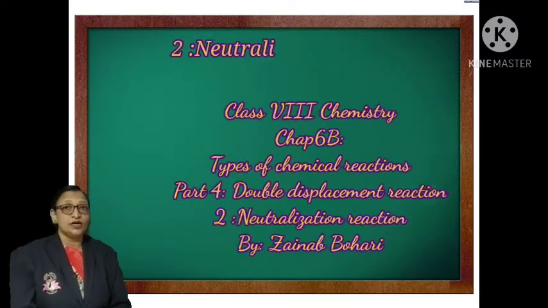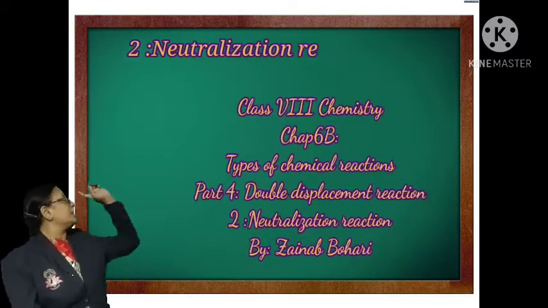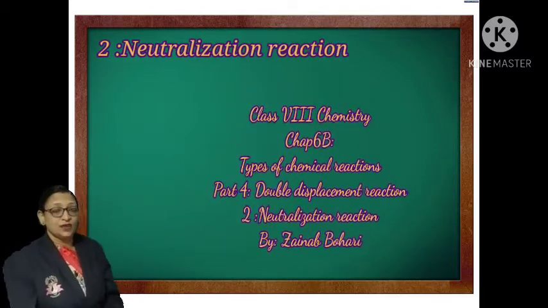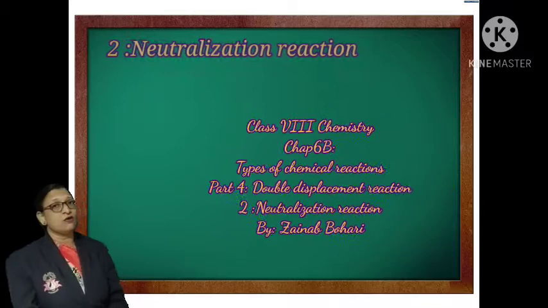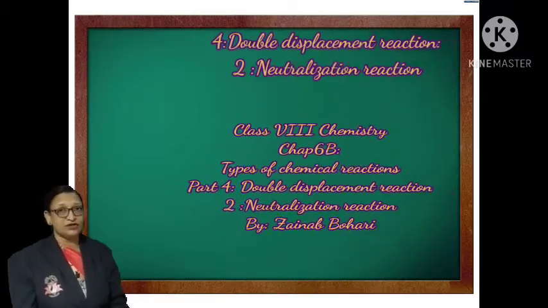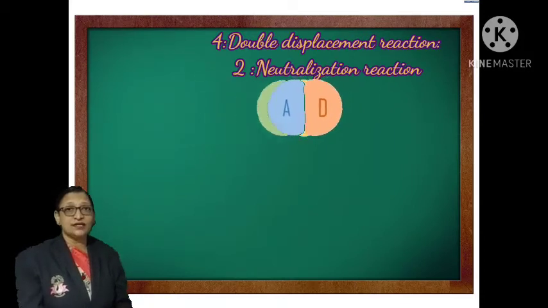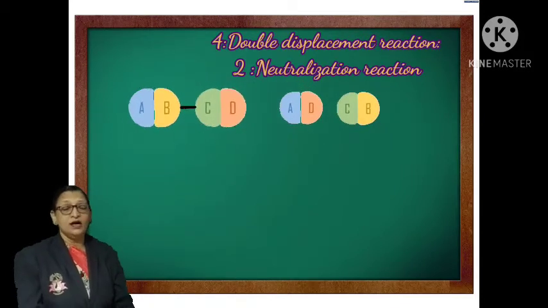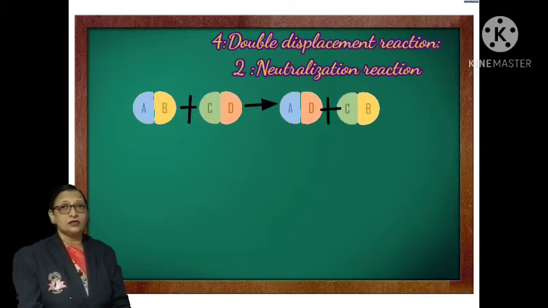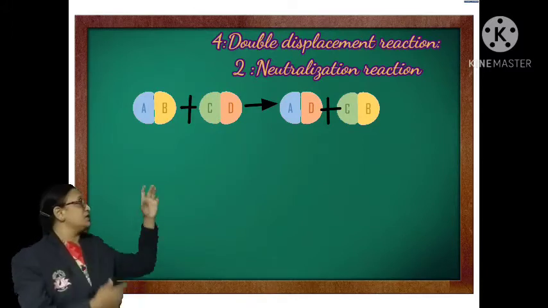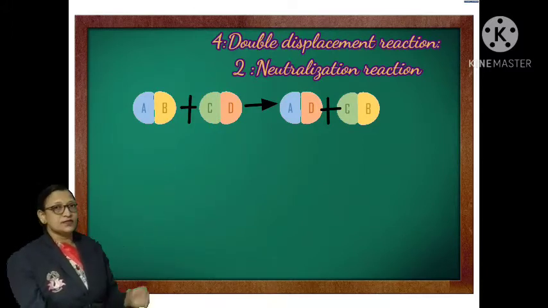In the last period we discussed the double displacement reaction part 1, precipitation reaction. Today we are going to study the second type, neutralization reactions. Neutralization reactions are double displacement reactions in which the two complex compounds dissociate into ions or radicals, and these ions or radicals get rearranged with each other to form new substances.